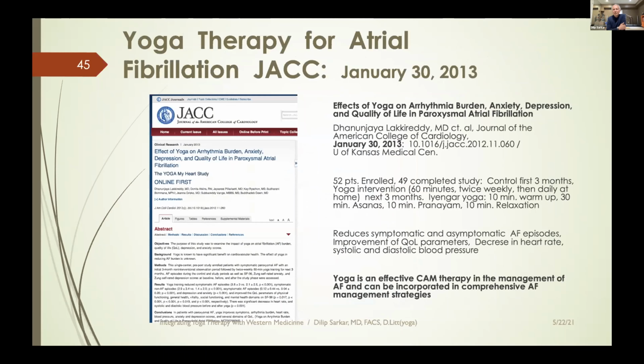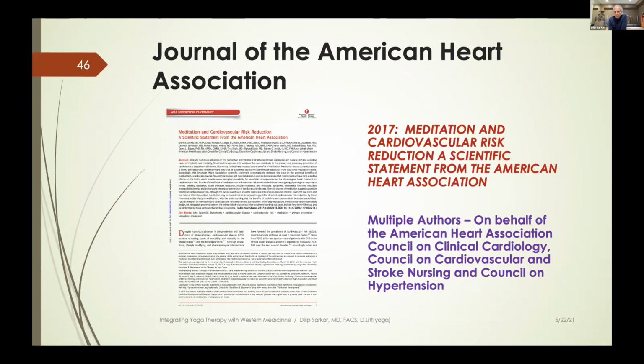Look at that, JACC, Journal of the American College of Cardiology. Yoga therapy with atrial fibrillation. When you look at this article, as clinical physicians, we see these articles are probably what we used to write 40 years back. It is not a very good art, but the Journal of the American College of Cardiology published this article. That is more important. Journal of the American Heart Association. Can you imagine that?